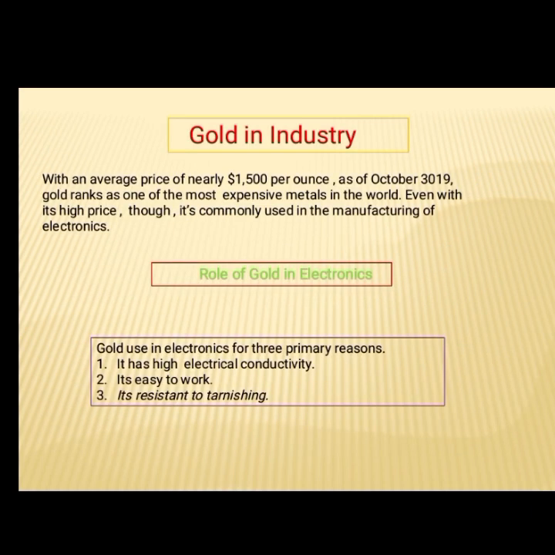Gold in industry. With an average price of nearly 500 per ounce as of October 30, gold ranks as one of the most expensive metals in the world. Even with its high price, it is commonly used in the manufacturing of electronics. Role of gold in electronics. Gold is used in electronics for three primary reasons: its high electric conductivity, it is easy to work, and its resistance to tarnishing.